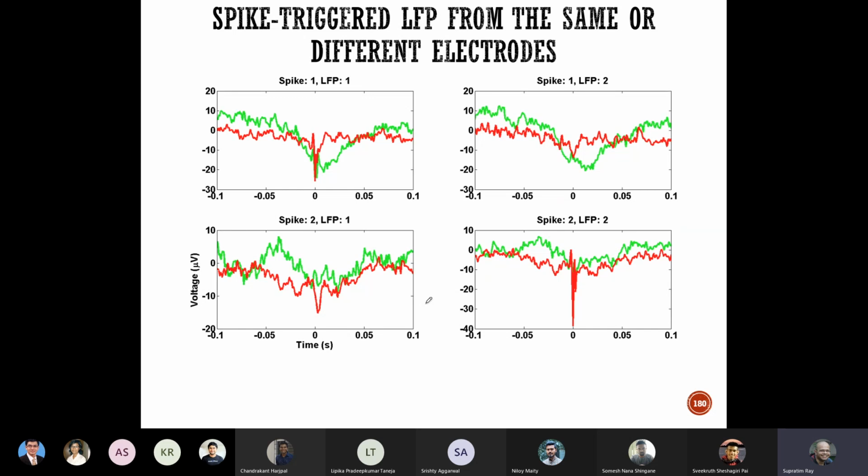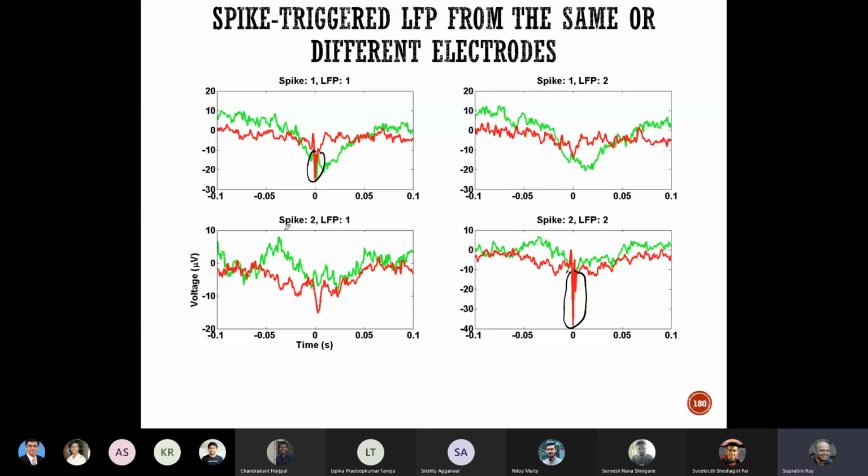So if you look at spikes and LFPs from the same electrode, you see this bleed through, and then there is this oscillation as well. Same for the spike and LFP from the second electrode. But if you look at spikes from one electrode and LFP from the other, then you don't get this bleed through, because when one electrode is picking up spiking activity, the neighbor is not picking up that spiking activity, right? Because the spiking activity is more local to one electrode.